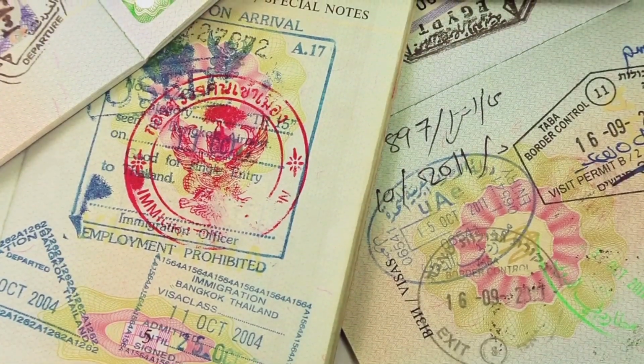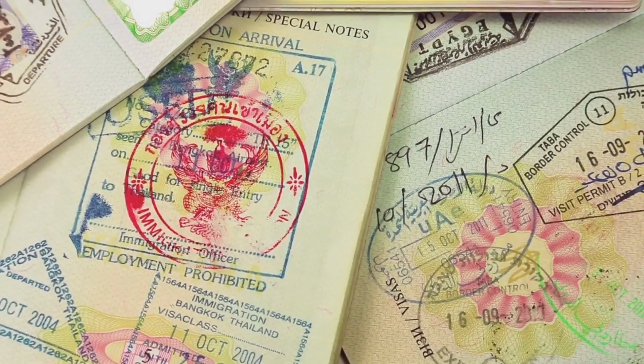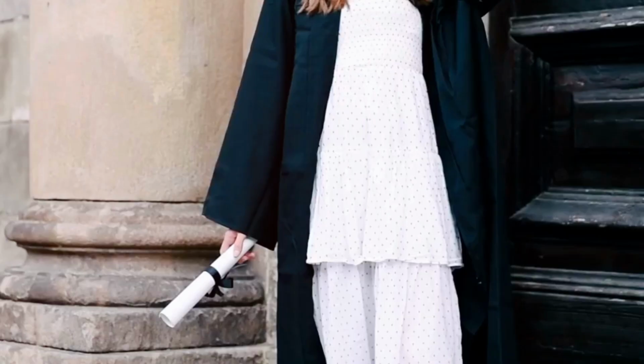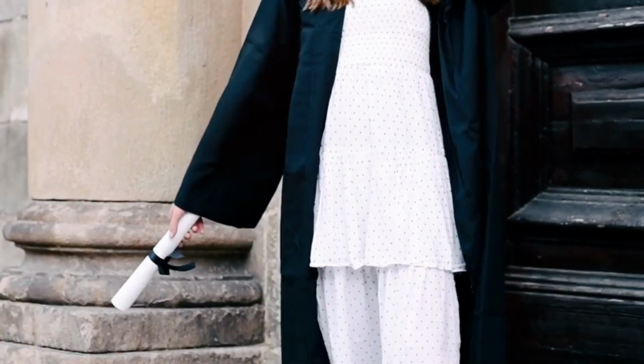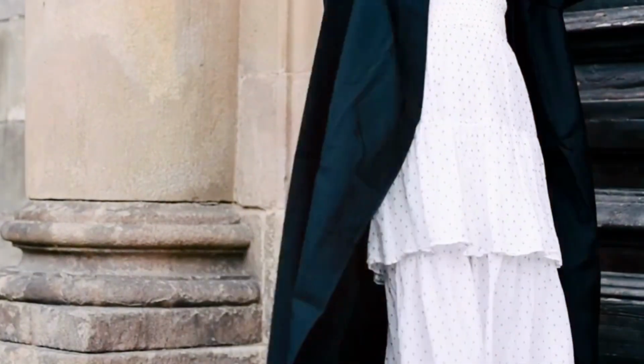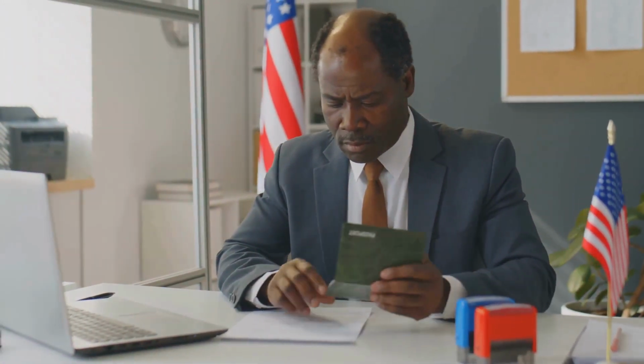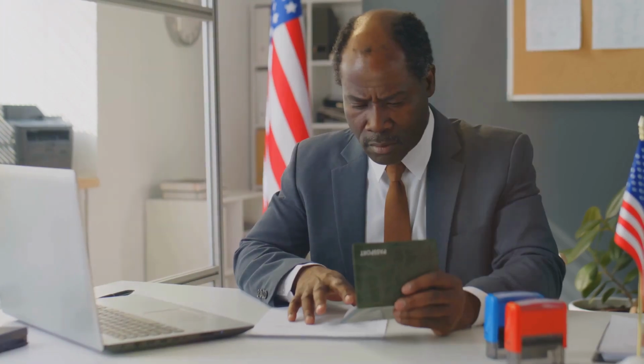To be eligible to apply for the Diversity Visa Lottery, you must meet the following criteria. Country of eligibility. You must be a native of a country that is eligible for the DV Lottery. The list of eligible countries can change each year. Check the official U.S. Department of State website for the current list. Education and work experience. You must have at least a high school diploma or its equivalent, or you must have at least 2 years of work experience in an occupation that requires at least 2 years of training or experience.